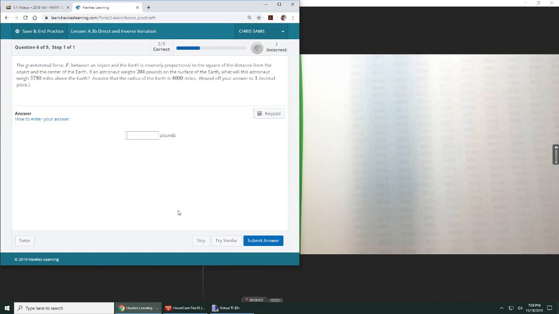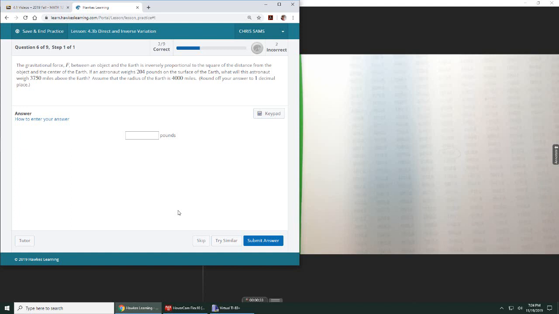All right, number 6, we have that the gravitational force, and they've given us the letter F, between the object and the Earth is inversely proportional to the square of the distance from the object and the center of the Earth. So again, force, they're using force, but it's really mass or weight. So they've given me the weight of the astronaut. That's what we're going to put in place of the force.